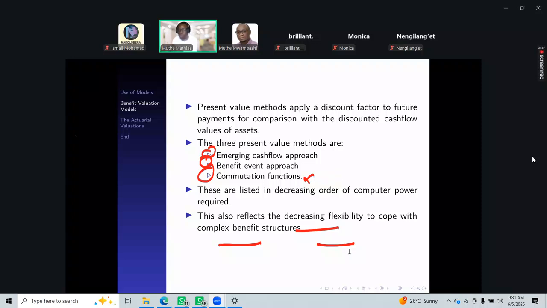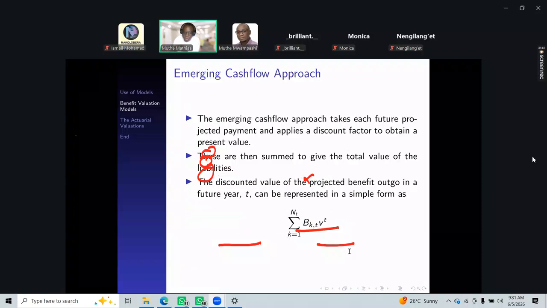So I don't think this makes any sense, right? Why do we need the commutation function now? Because we have very powerful machines. And again, commutation is not that flexible because you are defining this in a certain way. So it limits some kind of flexibility compared to allowing the model with all the parameters. So of course, you can have this emerging cash flow.